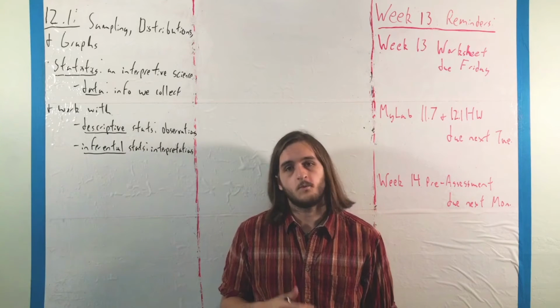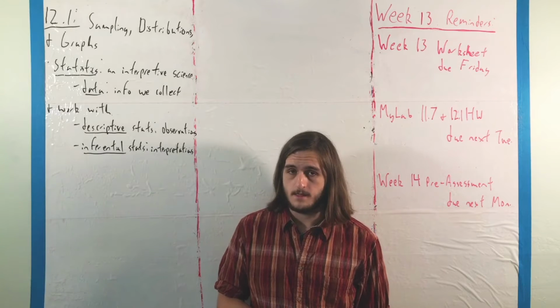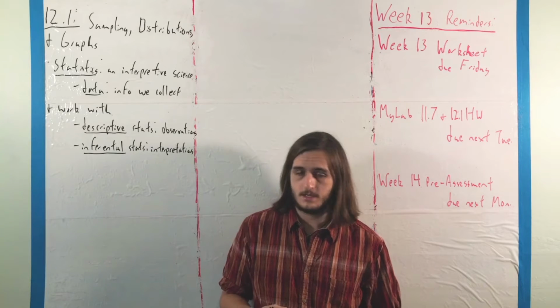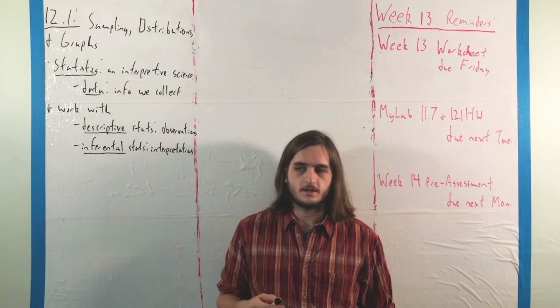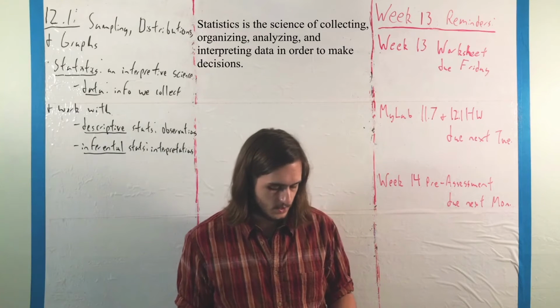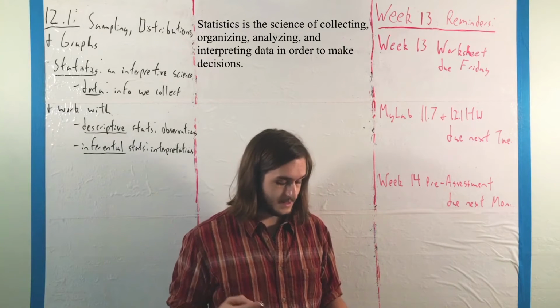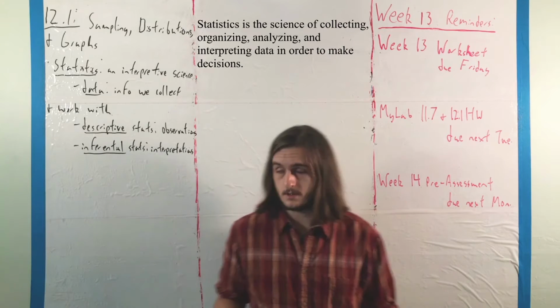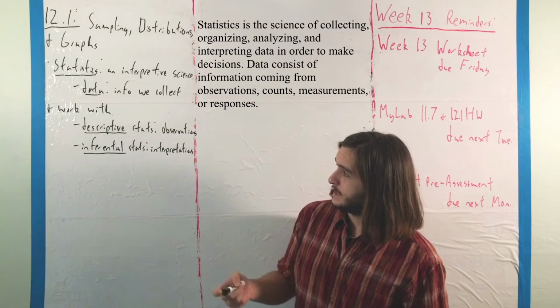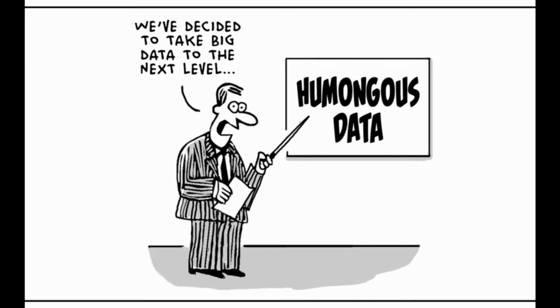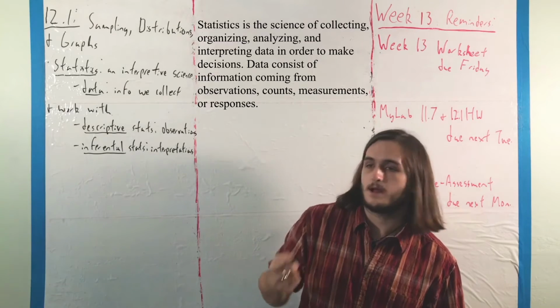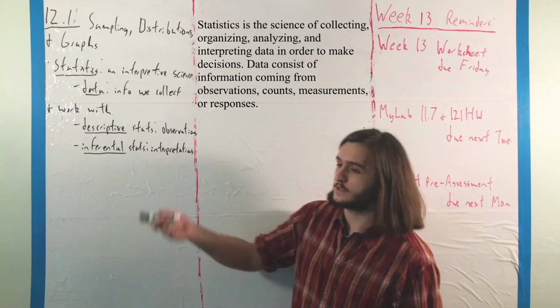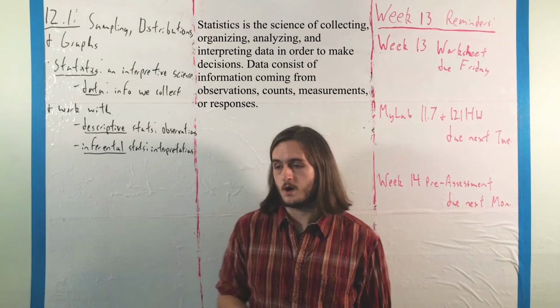And to begin, we're just going to set some notation. When we talk about statistics, what we're broadly talking about as a textbook definition is the science of collecting, organizing, analyzing, and interpreting data to make decisions, where the data is that set of info that we're collecting to work with, whatever it is that we're getting from our observations, counts, measurements, or responses, however we're drawing things, data is what we're drawing.